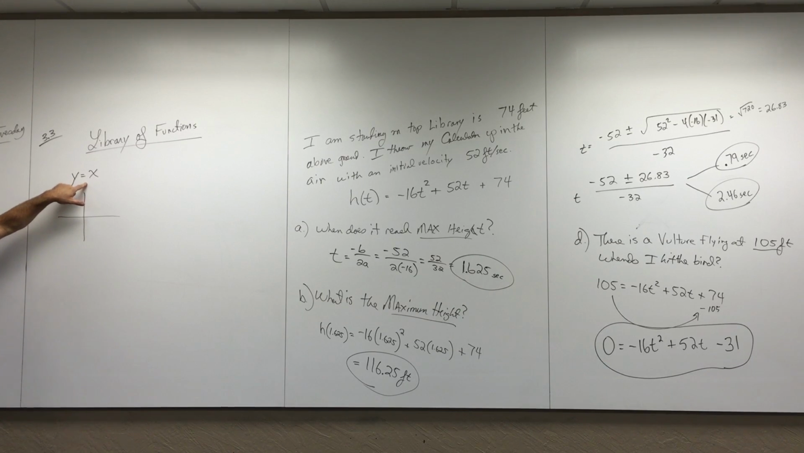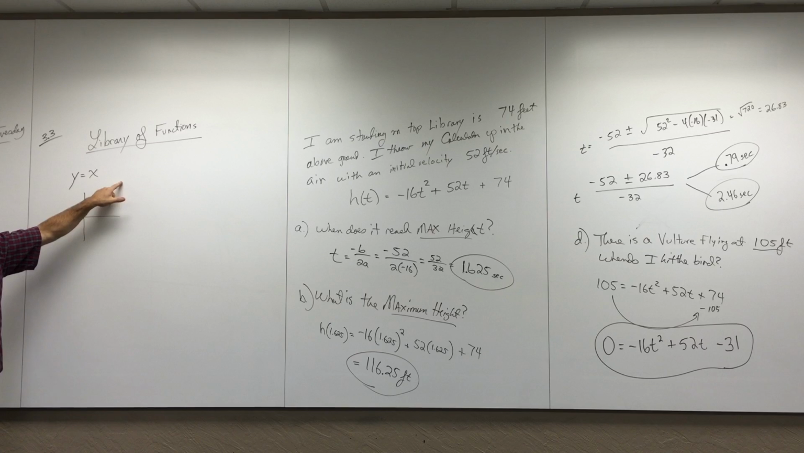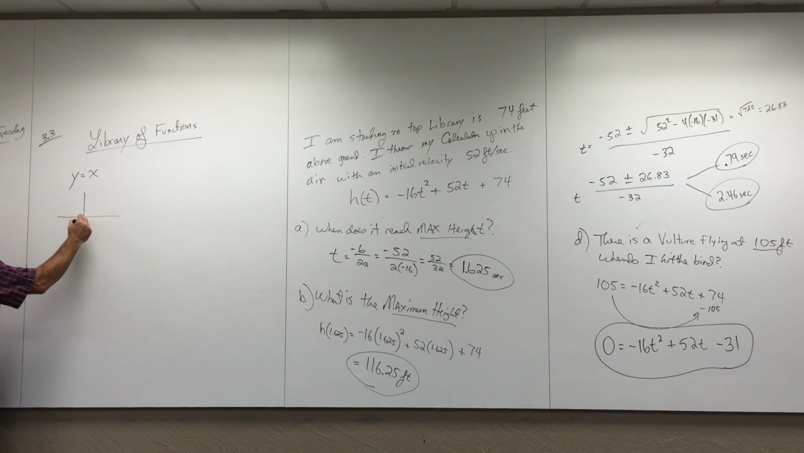He's a line. He's such an easy line. He throws people off sometimes. This is a line. He's got a slope of 1. He's got a y-intercept of 0. I mean, it's such an easy little line. It kind of throws you off. It goes through 0 and it goes up 1 over 1, up 1 over 1, and it's just this line.